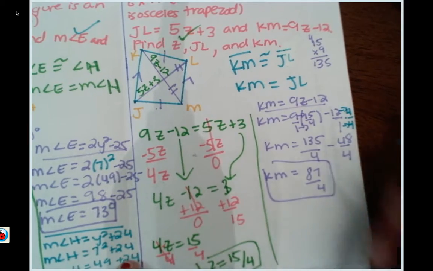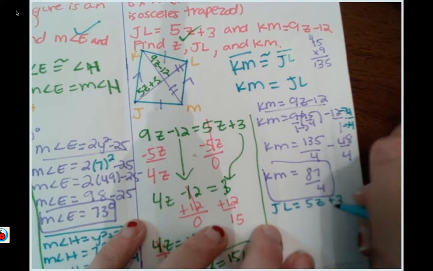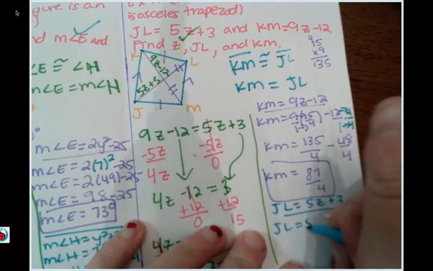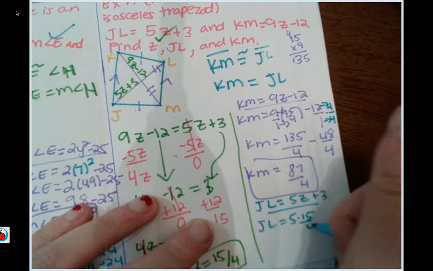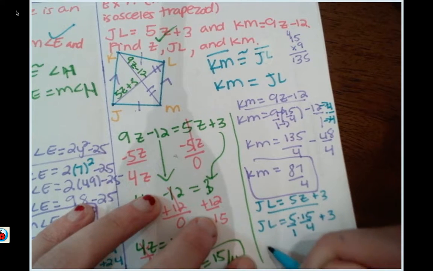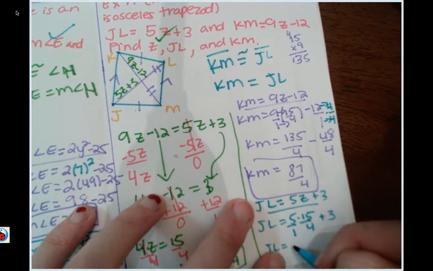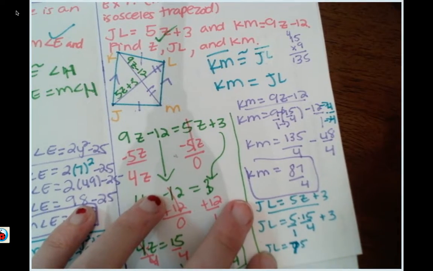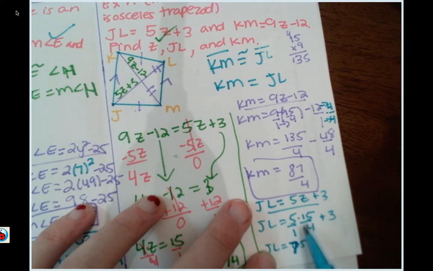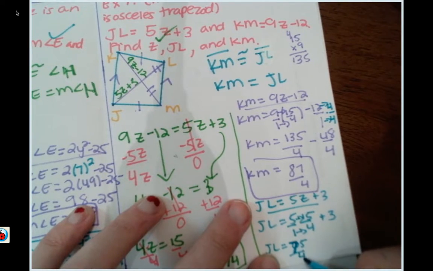Let's solve for JL. So JL equals 5z plus 3. So let's get going. JL equals 5 times my z, which is 15 over 4, plus 3. Alright, remember with fractions, we just go straight on across. So JL will equal 5 times 15, which is 65. Or no, hold on. 75. Sorry, guys. Almost made an error. So let me double check. 15 times 5. Yes. Alright, and then we multiply the 1 and the 4 together. So 1 times 4 is 4.